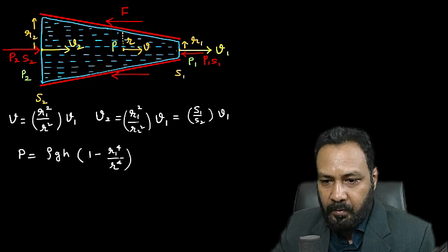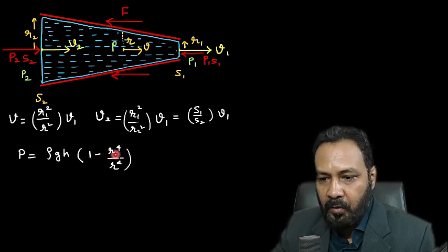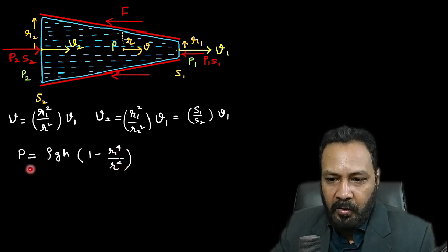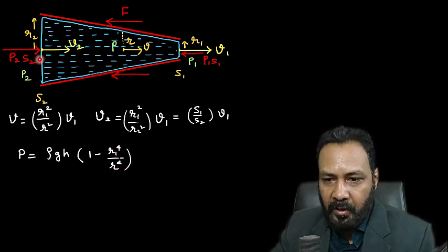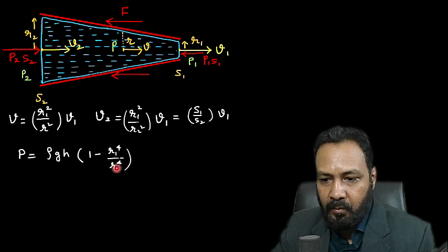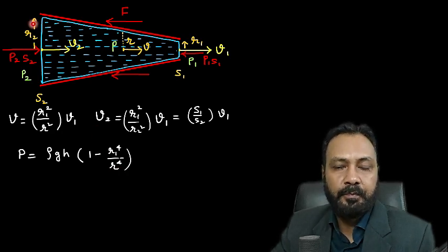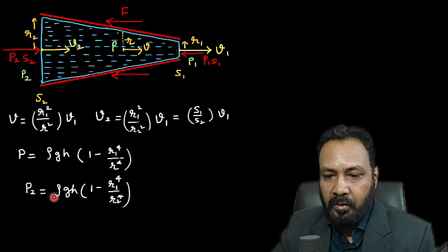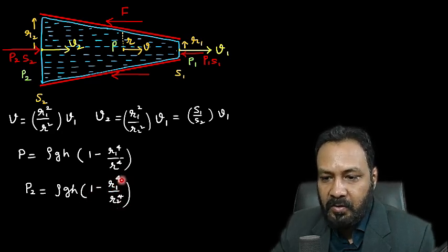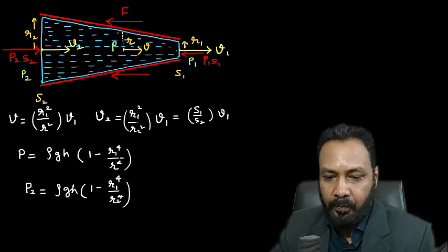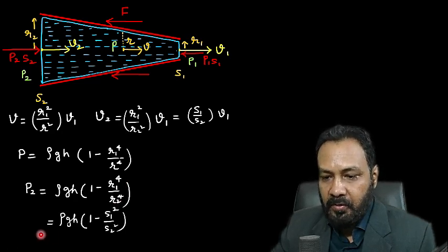And the same thing for the pressure. P is equal to rho GH, this is the pressure here, times 1 minus R1 square by R power 4, that is R1 power 4 by R power 4. So using this expression, if I want to write the pressure here, I have to just write R2 in place of small r. So P2 is equal to rho GH times 1 minus R1 power 4 by R2 power 4, and this is S1 square by S2 square. So that is this thing.